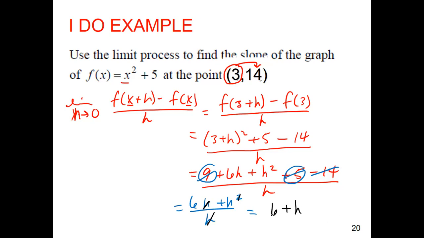So now I'm looking for what is the limit as 6 plus h as h goes to 0. And what do we get? 6. So our limit is 6. So the slope at this point would be 6.